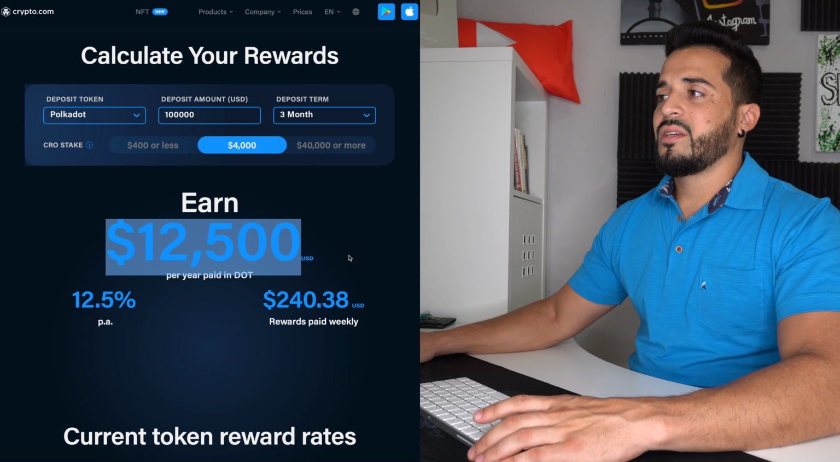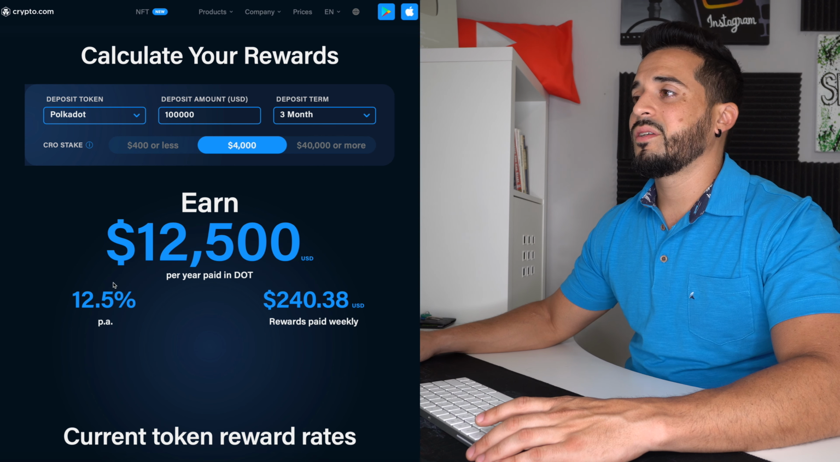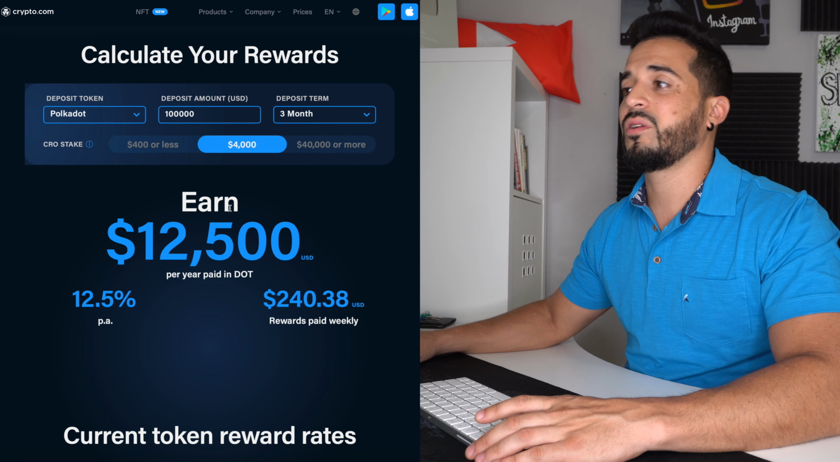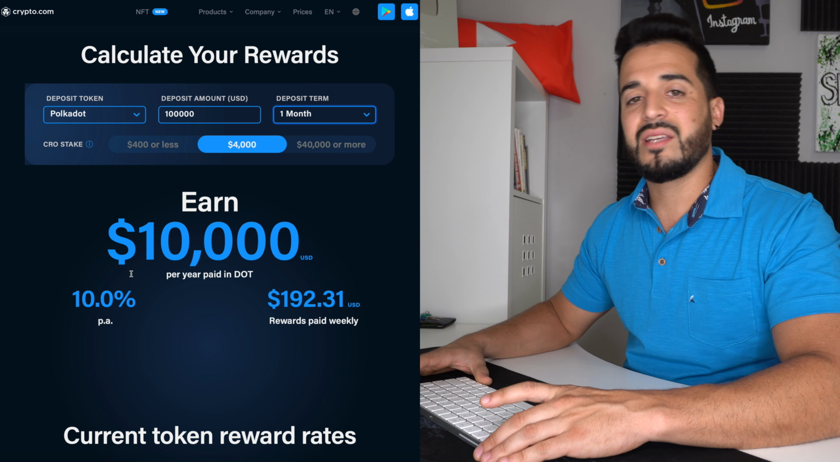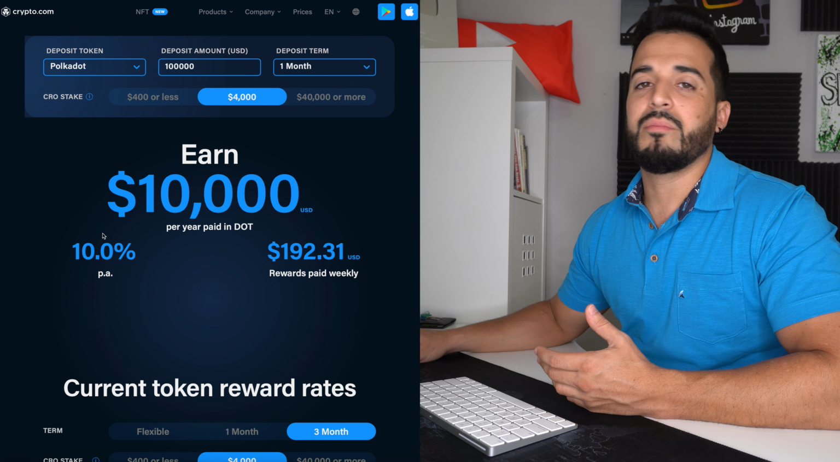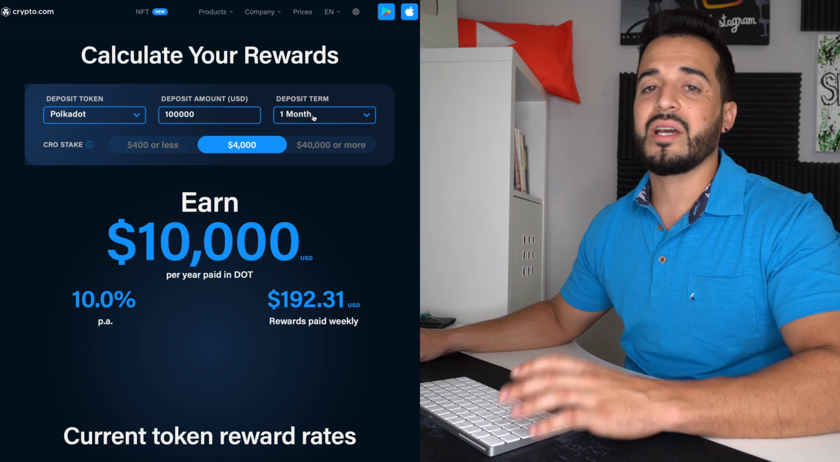Staking Polkadot for just 3 months, you can get 12.5%. If just 1 month is what you're looking for, you can get 10%, which, like I said, is still a great return on your investment and just with a 1 month term. Now let's go ahead and look at stable coins.